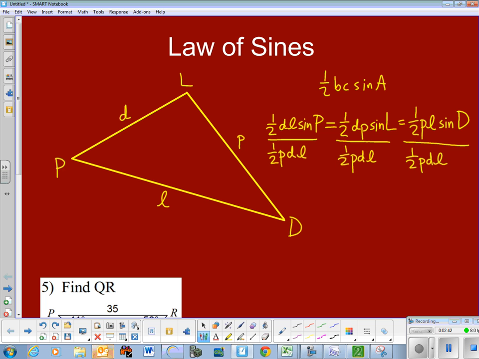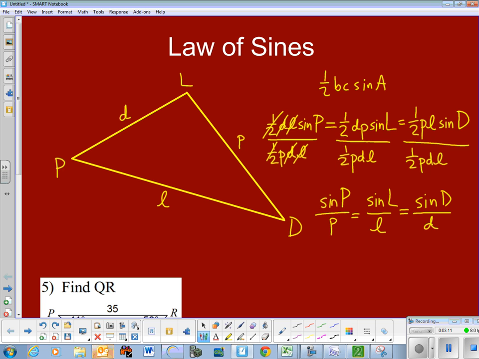So see what cancels. The 1/2 in this first expression cancels. The d and the l cancel. And I'm left with sine P over p. In the second version, the d and the p cancel, and the 1/2s cancel, and I get sine L over l. And in the third one, I get sine D over d.